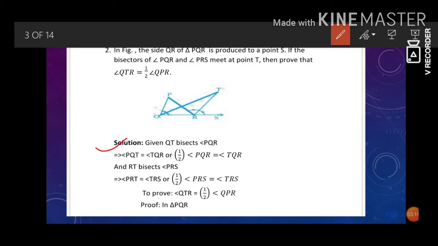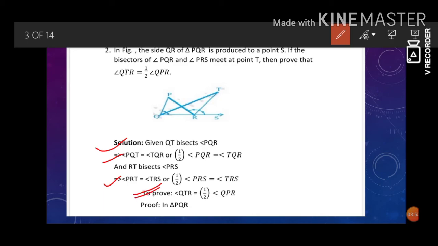First of all, given is that QT bisects angle PQR. So we get angle PQT = angle TQR, or we can also write half of angle PQR = angle TQR. Similarly, RT is also the bisector of angle PRS. So we can write angle PRT = angle TRS, or half of angle PRS = angle TRS. So we need to prove that angle QTR = half of angle QPR.